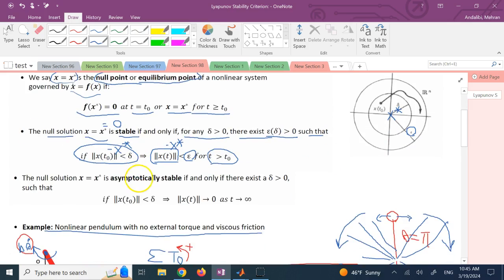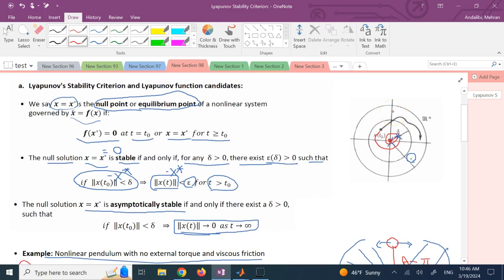Now we call it asymptotically stable if the x of t, instead of staying within a circle with radius epsilon, goes to 0 when time goes to infinity. So what does that mean? It means I start here, but then over time this goes to 0 and we end up at 0. Basically all of the energy of the system will be dissipated and the system is going to stay there forever at 0. So that is called asymptotic stability.